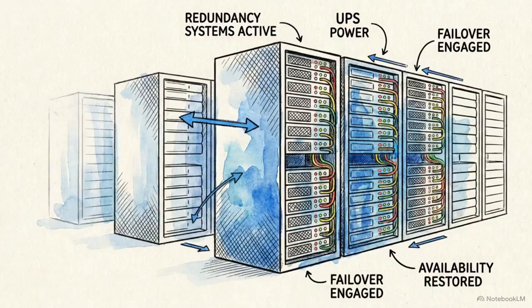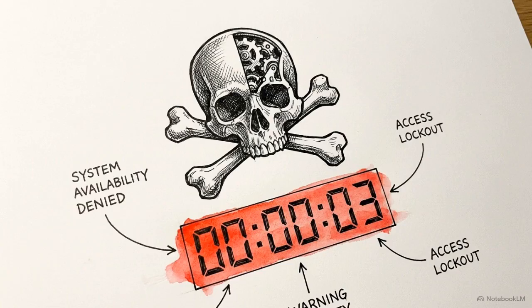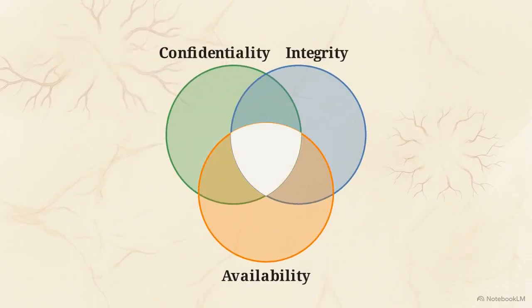Administrators maintain availability with redundant servers, ensuring critical patient records remain online even during a power outage or a targeted denial of service attack. When we look at ransomware, we are looking at a dual-vector assault on this model. By encrypting files, it destroys integrity, and by demanding a ransom to unlock them, it denies availability. If a system cannot guarantee all three of these intersecting circles simultaneously, the asset is considered critically compromised.